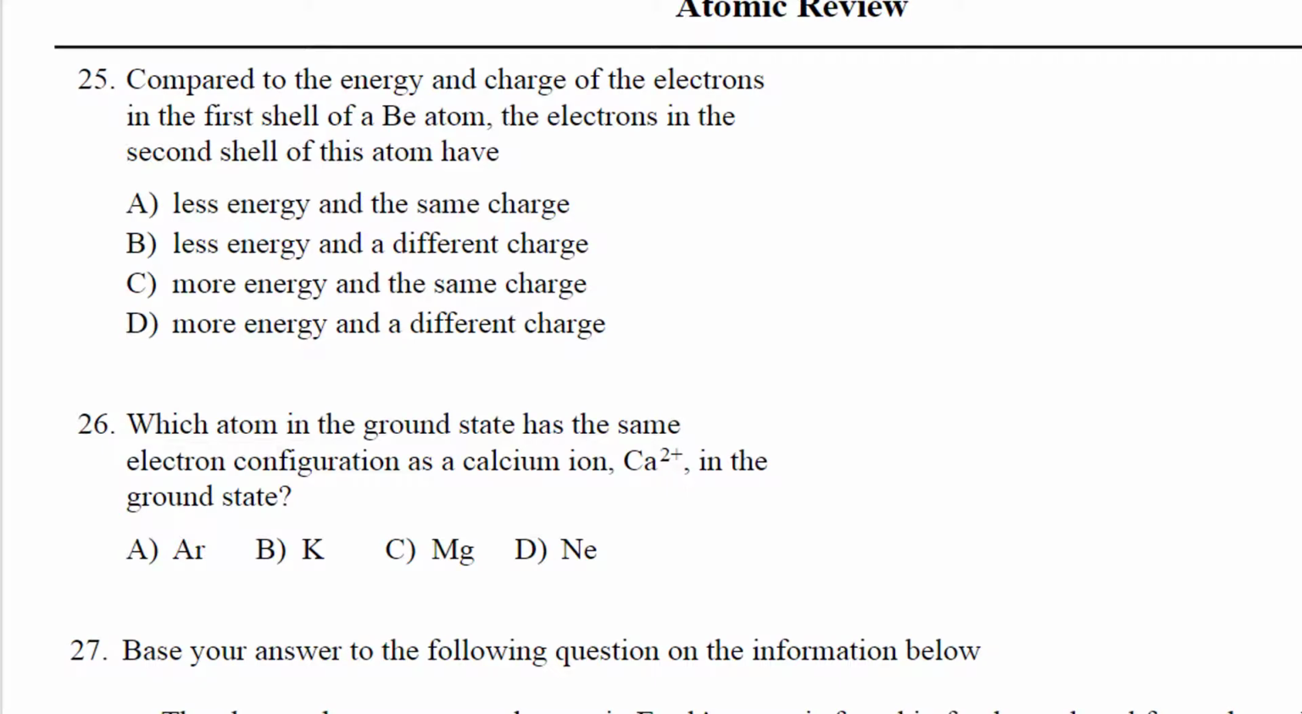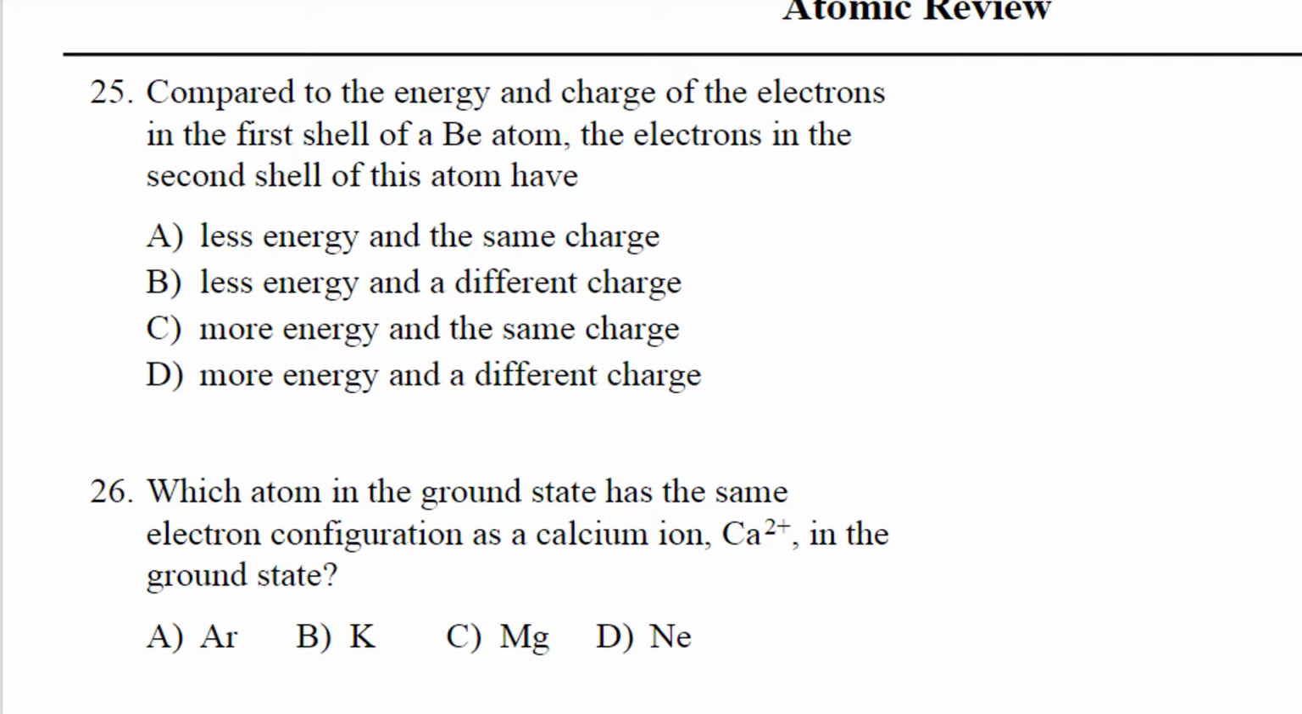Question 25. Compared to the energy and charge of the electrons in the first shell of a beryllium atom, the electrons in the second shell of this atom have what? Okay, your choices are A, less energy and the same charge, B, less energy and a different charge, C, more energy and the same charge, or D, more energy and a different charge.